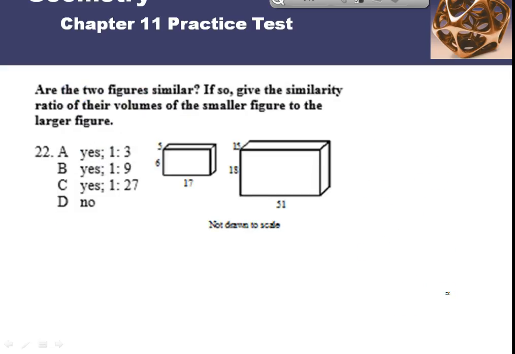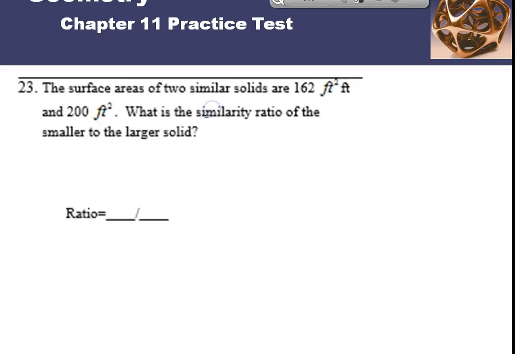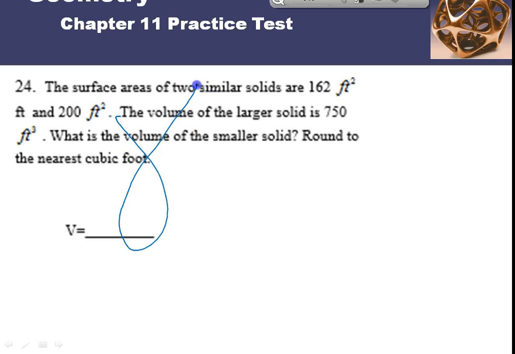Okay. And then this is not going to be on the test, so you can just go ahead and cross it out. This is not on the test, cross it out, and this is not on the test, cross it out. And that's it.